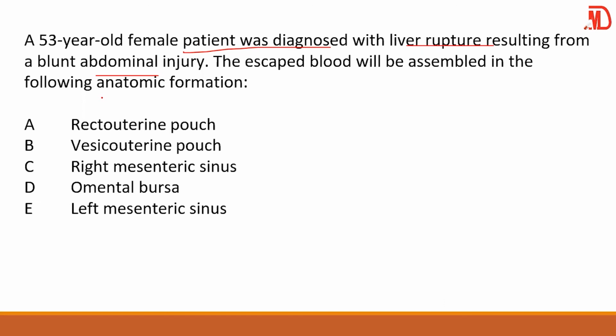And I've told you guys that we have what we call the rectovesicular pouch. That is for males. And then in females, we have the rectouterine pouch. So over here, our answer is A. In males, we have the rectovesicular pouch, in females, the rectouterine pouch. And why? Because this is the lowest part of the peritoneal cavity, and anything that drains into the peritoneum will eventually settle down in this pouch. So please, there's no confusion in it. So the answer is A.